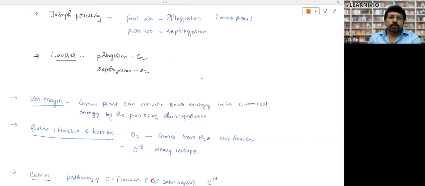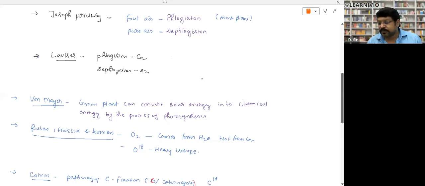Joseph Priestley was a scientist who hypothesized that plants convert phlogiston into dephlogiston. Phlogiston is a term he gave meaning foul air, polluted air. In a nutshell, he said plants have the capability to convert foul, impure air into pure air, phlogiston into dephlogiston. He did his experiment on the mint plant. So you need to remember what phlogiston and dephlogiston are. Then Lavoisier came. Lavoisier said that phlogiston is carbon dioxide and dephlogiston is oxygen.